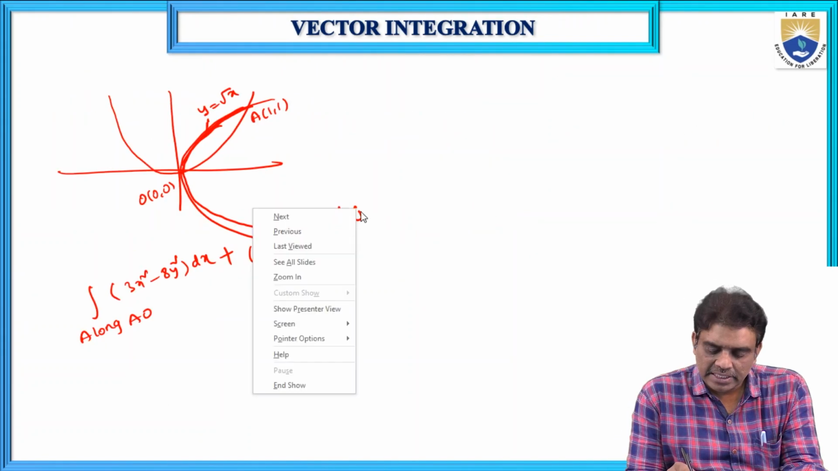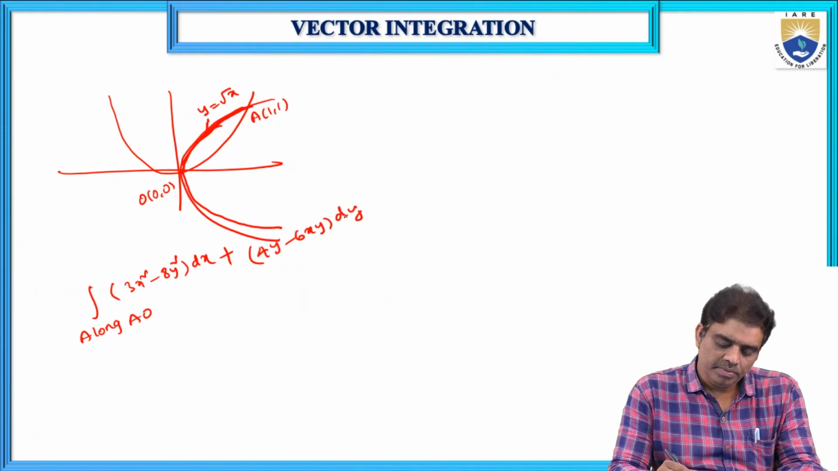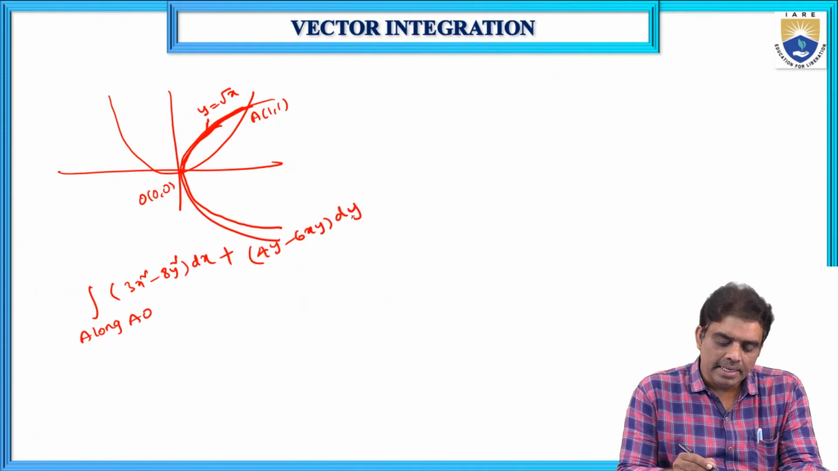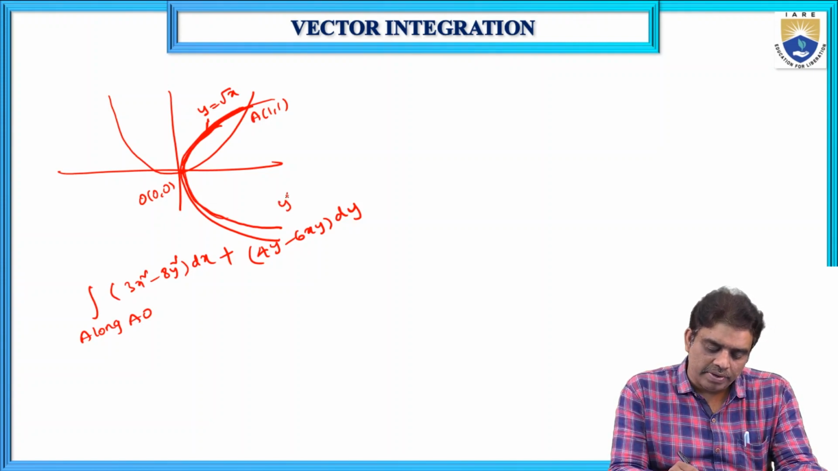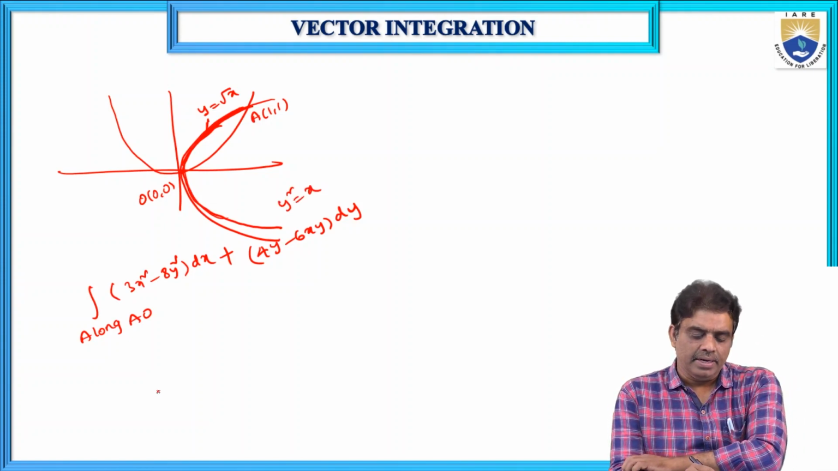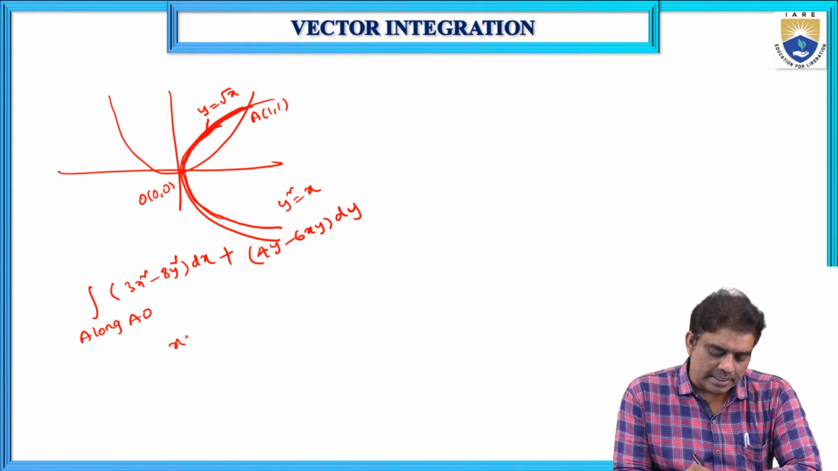4y minus. So this is the integral to be evaluated. Along AO means this is the curve y is equal to root x, or y square is equal to x. You can take any one. So if you put x is equal to y square, then dx is equal to 2y dy.